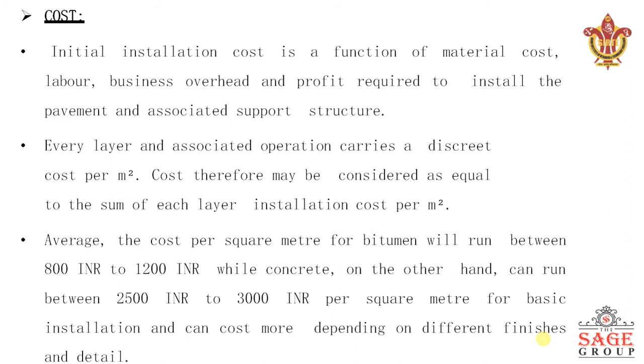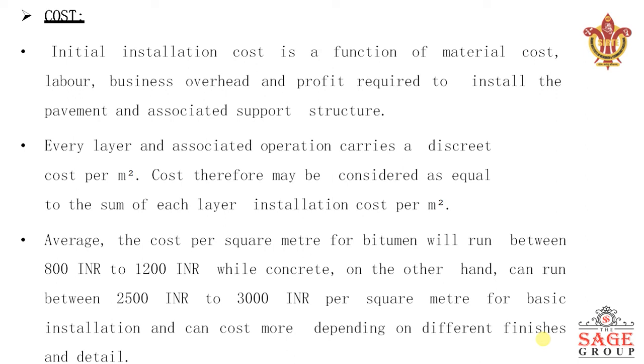So the cost generally depends upon various conditions. Initial installation cost is a function of material cost, labor, business overhead, and profit, which is required to install the pavement and associated support structure. Every layer and associated operation carries a discrete cost per square meter. Cost therefore may be considered as equal to the sum of each layer's installation cost per square meter.